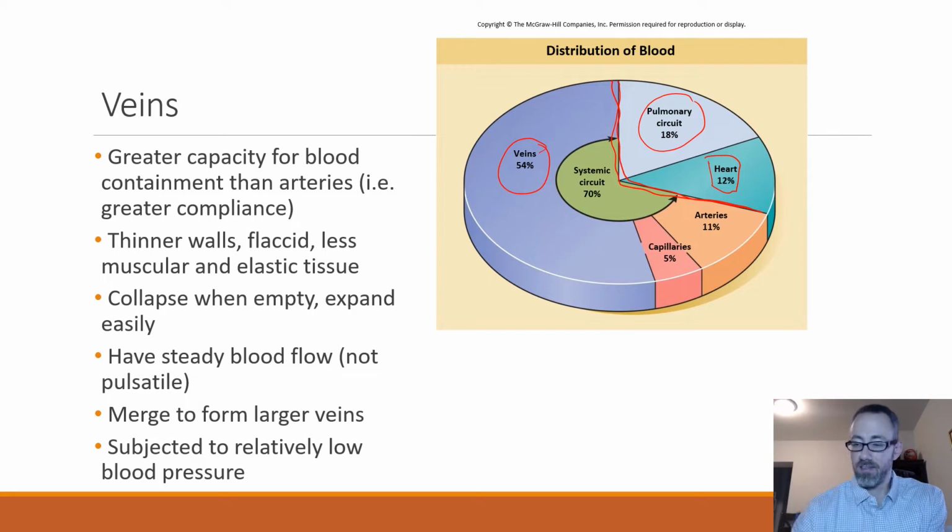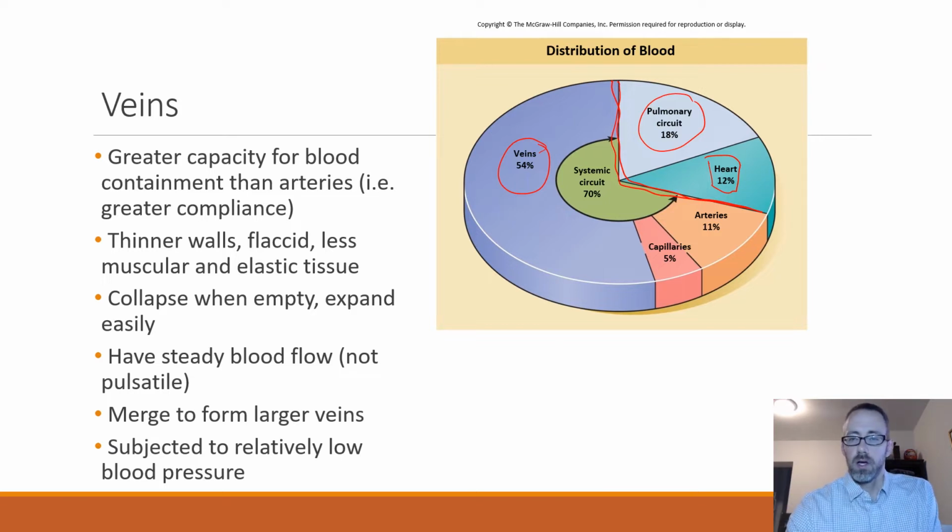And so the veins can actually act as a reservoir. Because they're so compliant and they can distend with all this blood, they can act as a reservoir for blood. So let's say we lose a little bit of volume or lose a little blood, the veins can constrict a little bit. They have muscle. They can constrict a little bit and increase the amount of blood that circulates through your heart and through your circulatory system to help keep the blood flow steady.